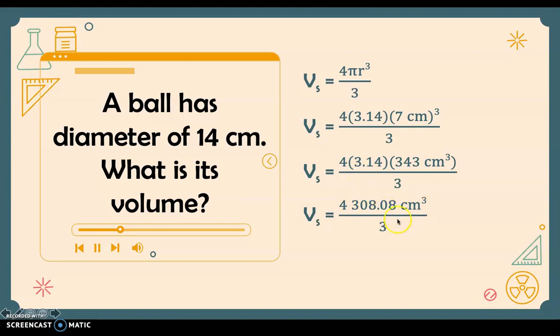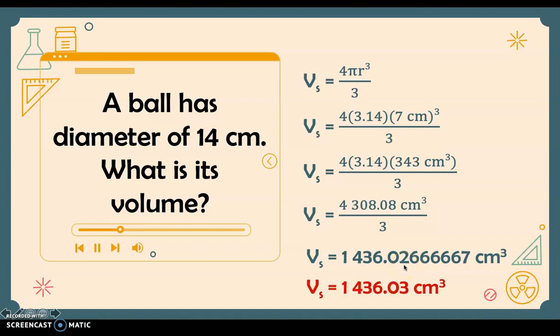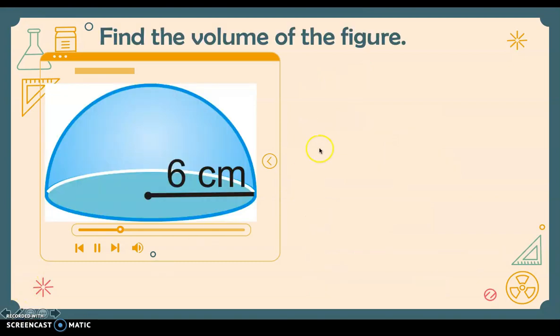4,308.08 cubic centimeters. Then we divide by 3. Our answer here is 1,436.026667 cubic centimeters. So in this case, you can round this off to the hundredths place. Okay, so the final answer, since we will just answer up to 2 decimal places, this 2 becomes 3 since beside it is 6. So 1,436.03 cubic centimeters.